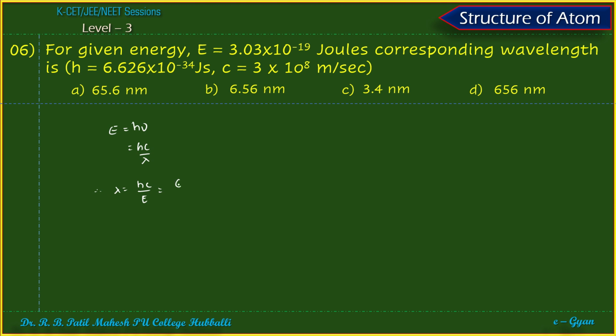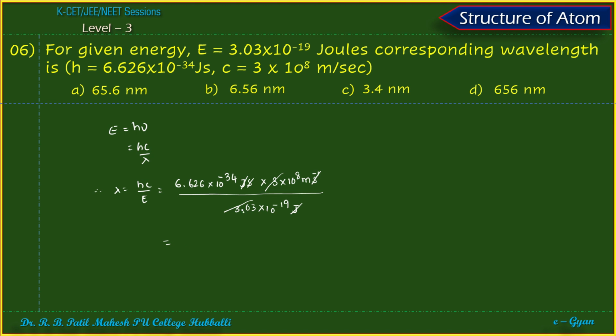H is given, 6.626 into 10 to the power minus 34 joule seconds, into velocity of light 3 into 10 to the power 8 meter per second, divided by energy, which is also given, 3.03 into 10 to the power minus 19 joules. Joules get cancelled. Second per second get cancelled. The answer is in terms of meter. 6.626 into 3 divided by 3.03. 3.03 and 3 get cancelled.